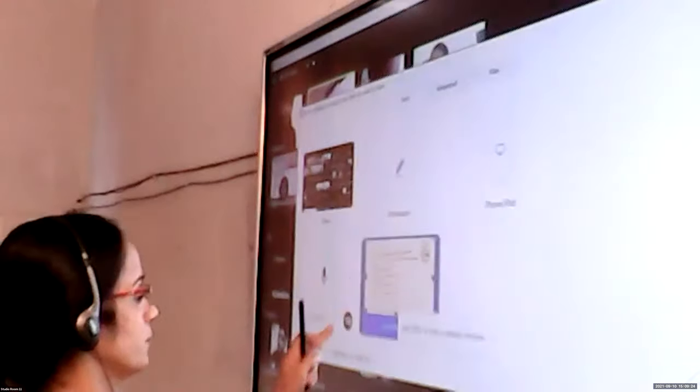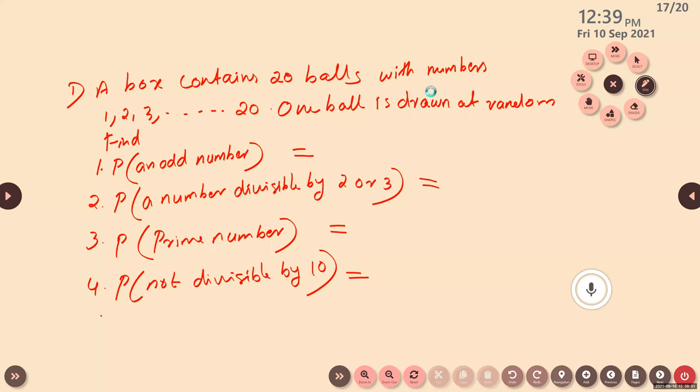Okay, children, we will complete the answers. The answers are: odd numbers are 10, so 10 by 20, 1 by 2. Numbers divisible by 2 or 3: 2, 3, 4, 6, all the even numbers and those divisible by 3 also. 5 is not divisible by 2 or 3. So 13 by 20. Prime numbers, how many? 8. 8 by 20. You can simplify that also.